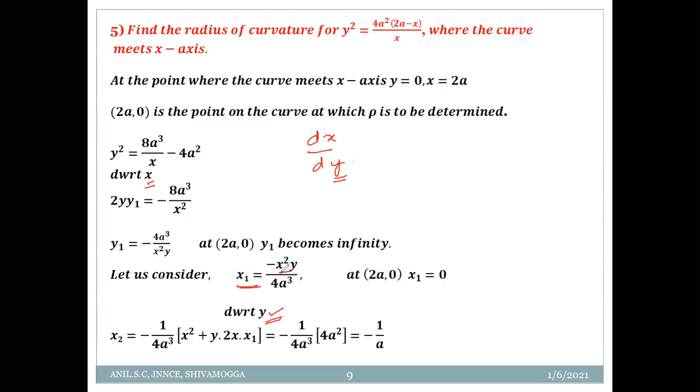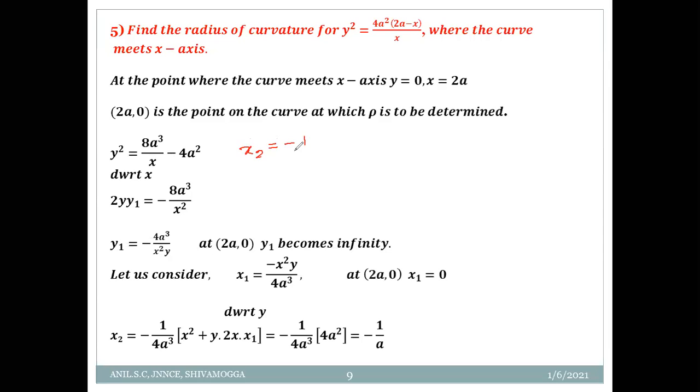You just differentiate x square into y using product rule. x square into derivative of y with respect to y is 1, correct? Derivative of y with respect to y is 1. Plus y into derivative of x square is 2x, into derivative of x with respect to y is x1. That is the differentiation. Derivative of this x1 is denoted by x2.